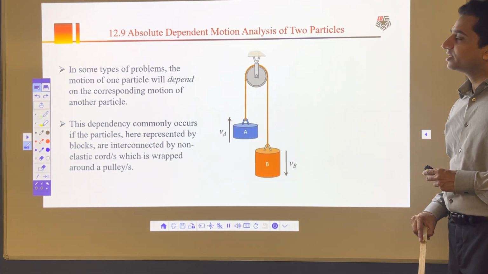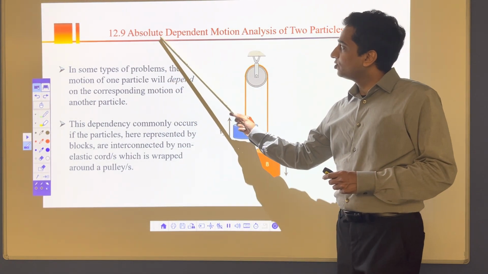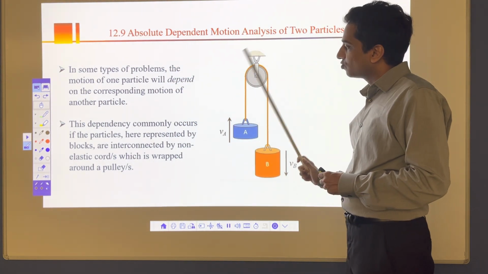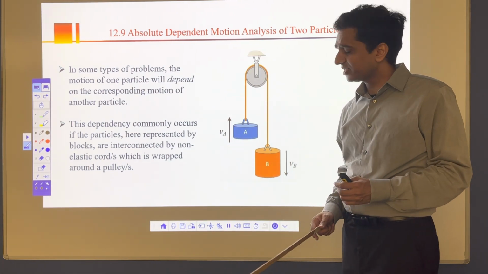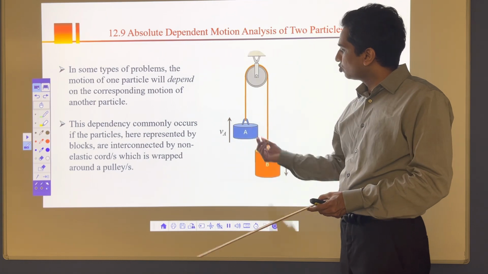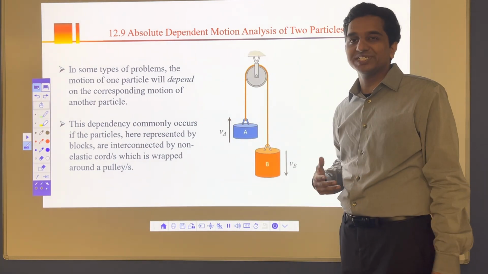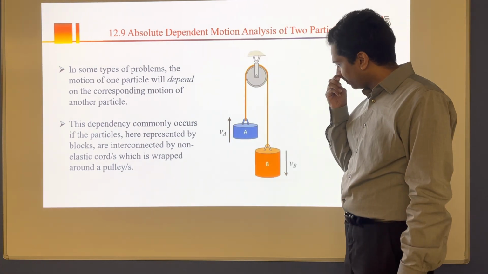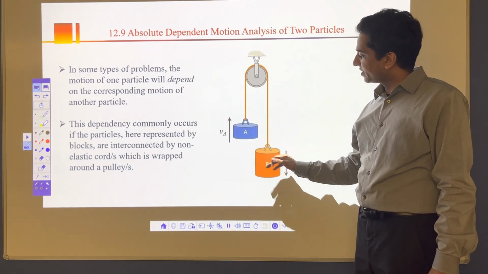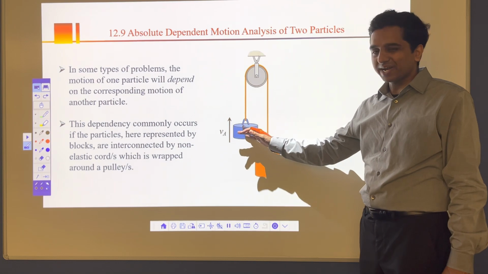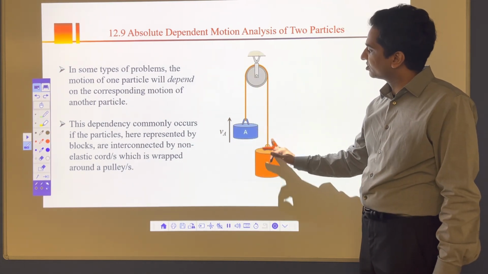Now let's move on to the next part, absolute dependent motion analysis of two particles. So far we have been dealing with only one particle or one object. Now what to do if we are dealing with two objects simultaneously where the motion is dependent? For example, here we have point A and point B, or object A, object B, or particle A, particle B, and they are connected with one rope.